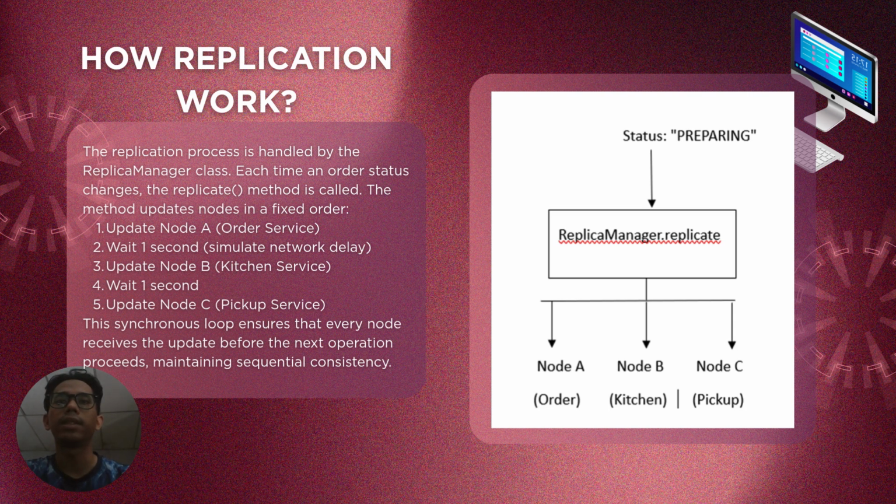First, it updates node A, then it pauses for 1 second to simulate network delay, and then it updates node B, and then again it pauses for another second, and finally it updates node C. While this synchronous loop introduces a total latency penalty of 2 seconds, it is the correct engineering choice for our domain. In a transaction-oriented food ordering system, data correctness and prevention of operational errors cannot be compromised for millisecond-level speed.